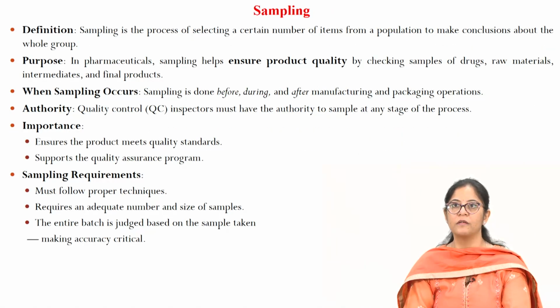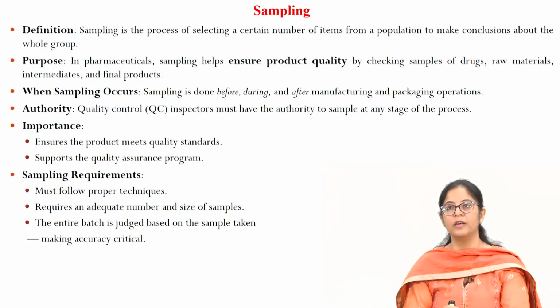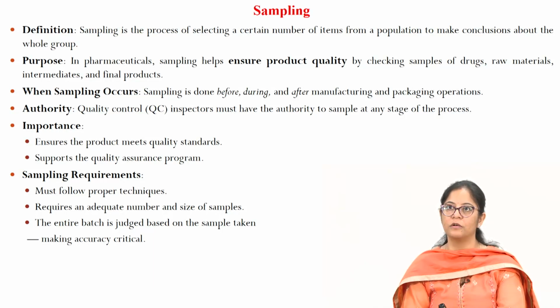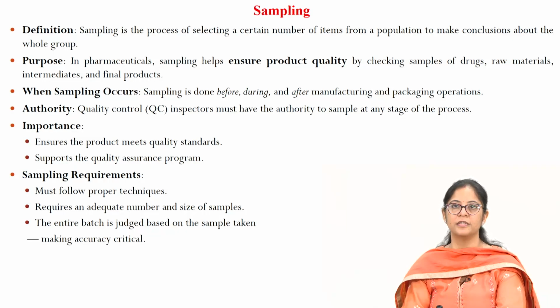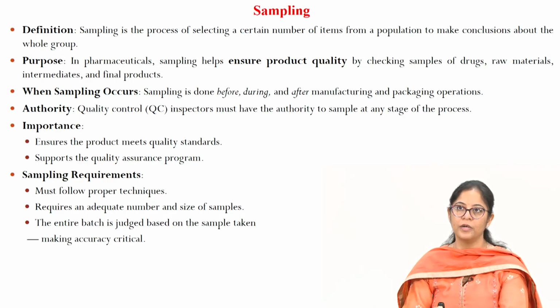Sampling is the process of selecting a certain number of items from a population to make conclusions about the whole group. A sample is generally a representation of the complete population characteristics. In pharmaceuticals, sampling helps ensure product quality by checking samples of drugs, raw materials, intermediates and the final products. Sampling is done either before, during or after the manufacturing and packaging operations. Quality control inspectors must have the authority to sample at any stage of the process. This ensures the product meets the quality standard and supports the quality assurance program.